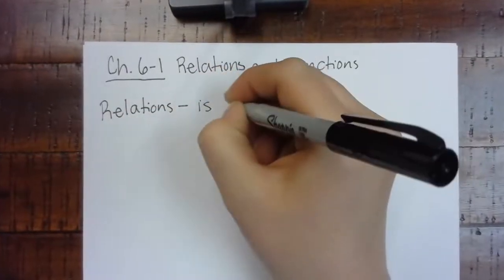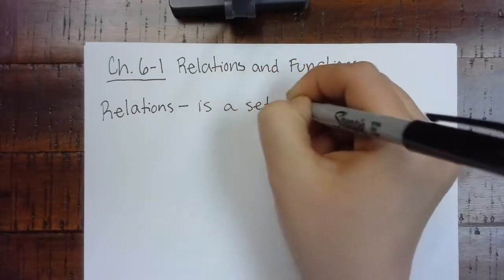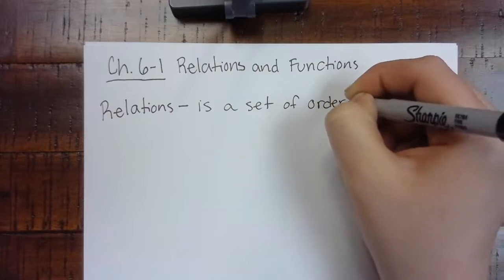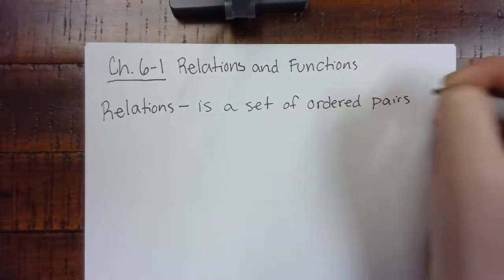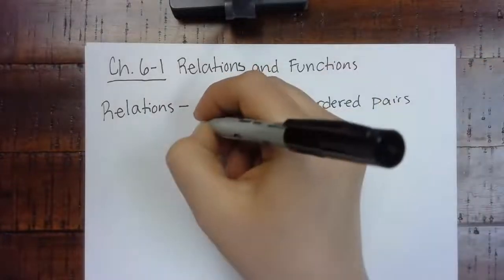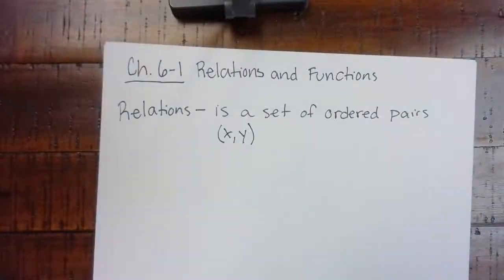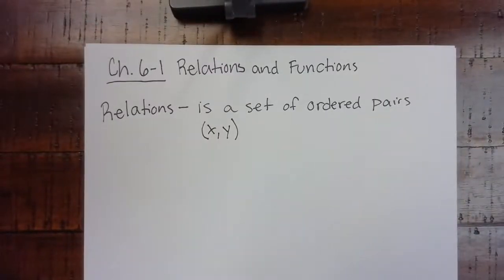Relations is just a set of ordered pairs, just like, for example, x comma y, just like when we're doing a graph. So our coordinate pair is a relation, so x is in relation with y is what that means.